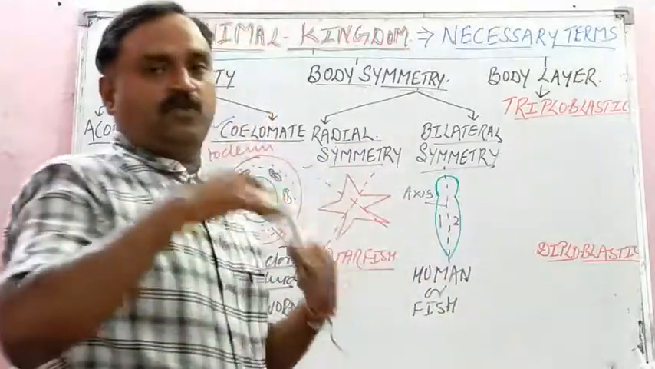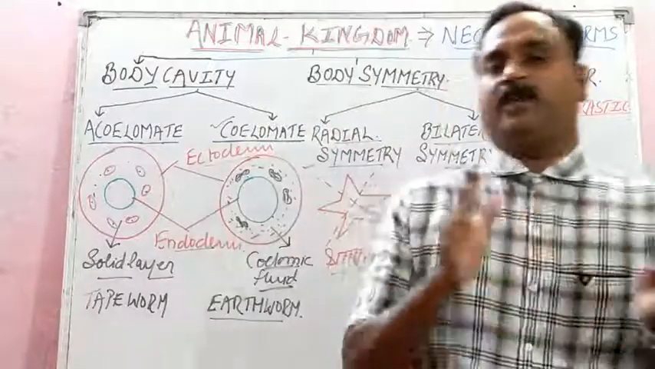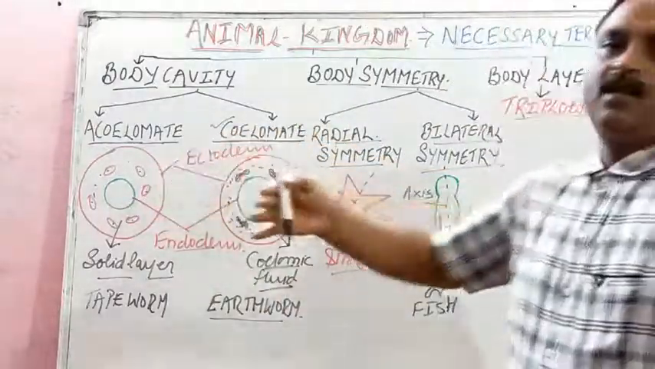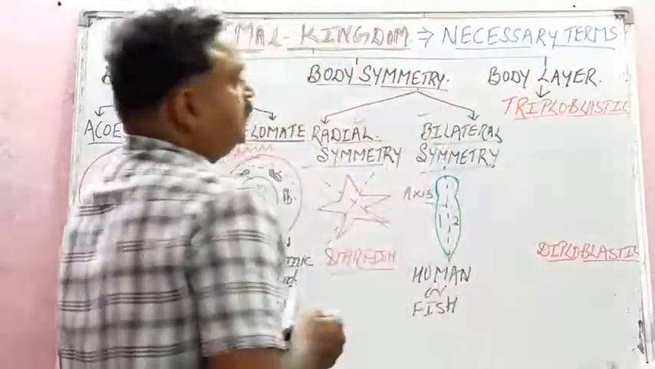All these terms you are going to use when you will study different phyla. In different phyla you will study different examples, and these will be the features: whether they are acoelomate or coelomate, whether their body symmetry is radial or bilateral, isn't it?